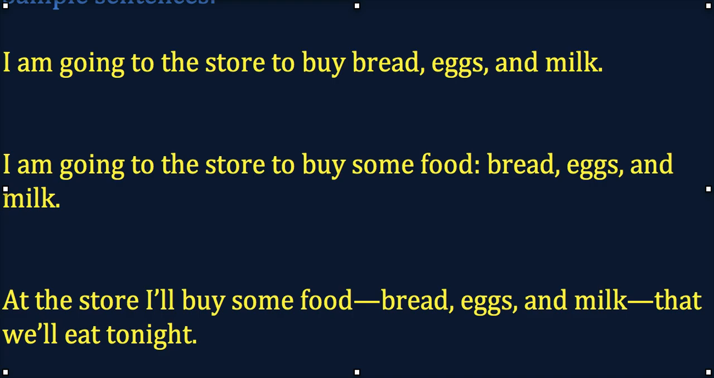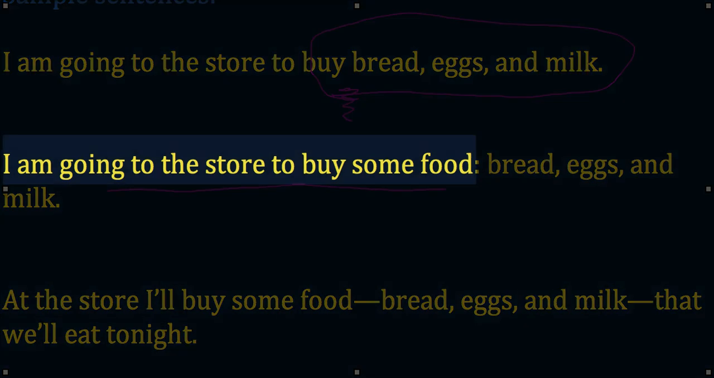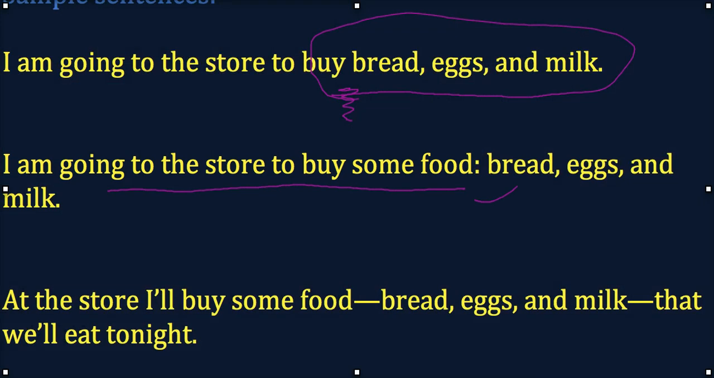Now, in all three of these sentences, there are these three items: bread, eggs, and milk. But only one of these three sentences has a colon. You'll notice the first one here, it's just a complete sentence. The list comes within the sentence itself. All these things I'll explain more in a moment. This next one, we have a complete sentence. I am going to the store to buy some food. And now we have the colon right there and the list.